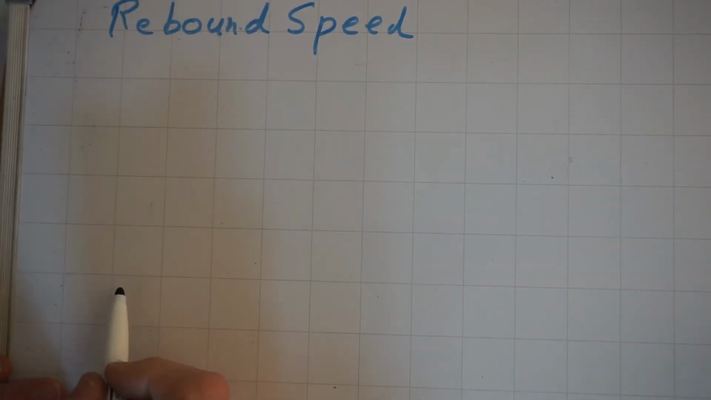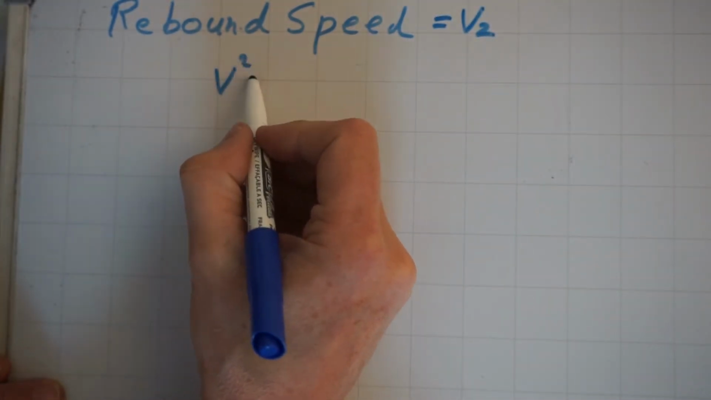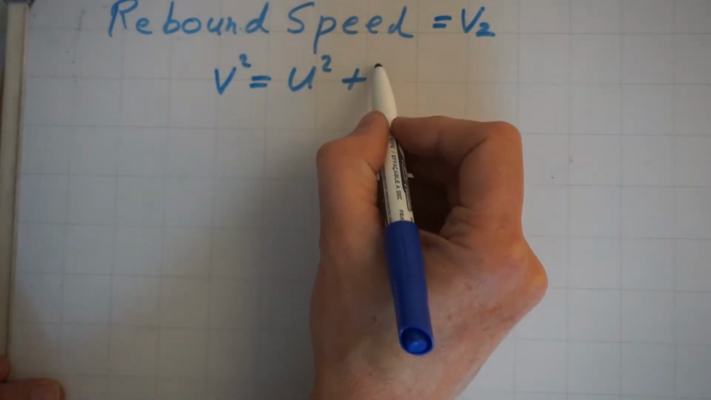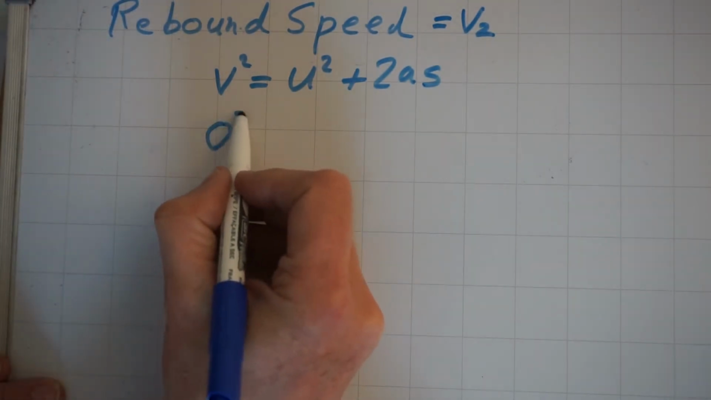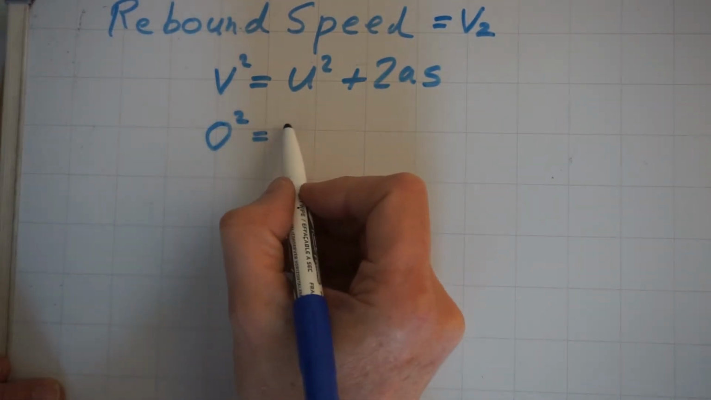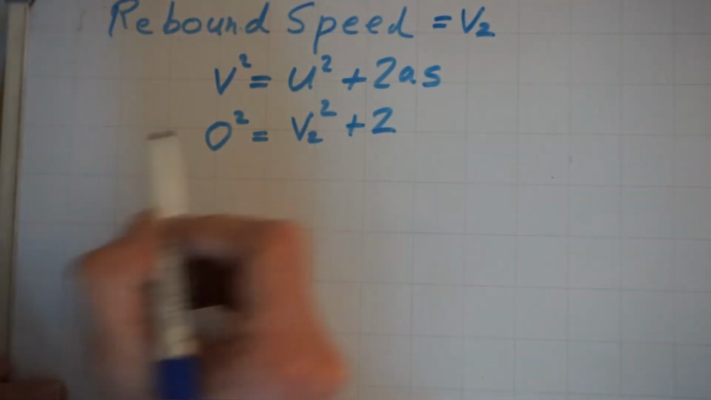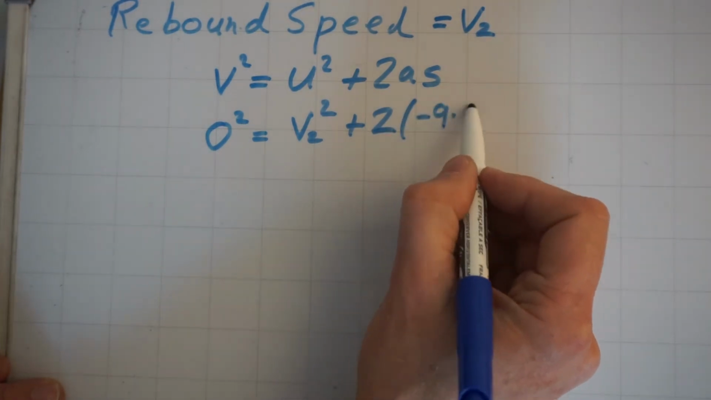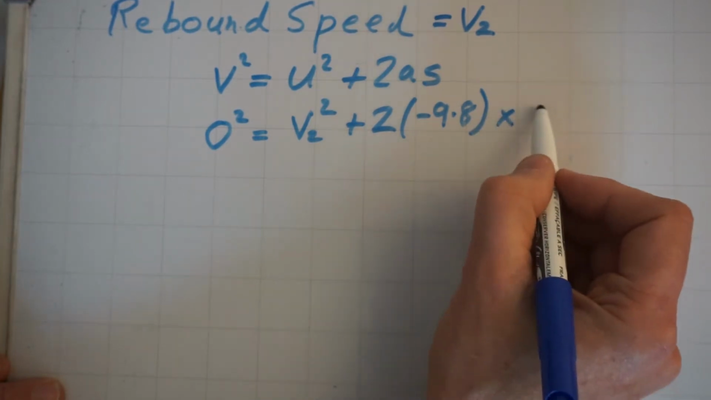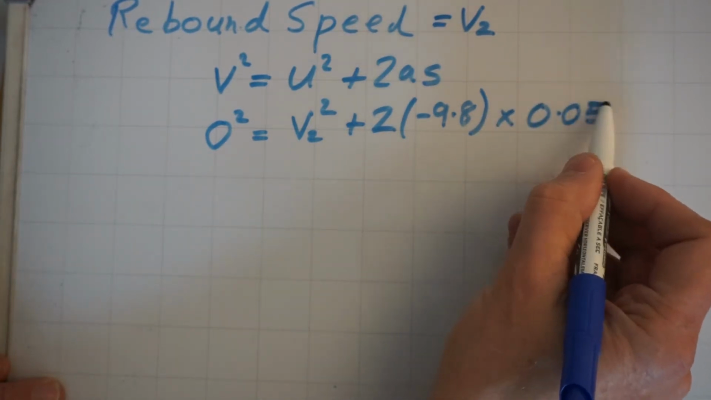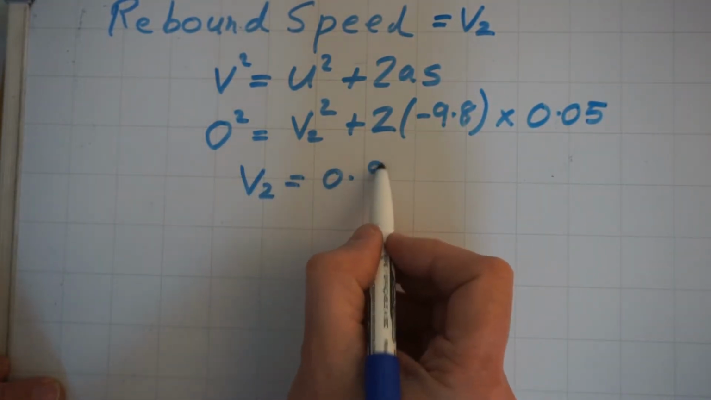Next we need to find the rebound speed, which I will call v2. Again we use v squared equals u squared plus 2as. The marble is now moving upwards, so v will be 0 at its maximum height, u will be v2, which is what we're trying to find, and because the displacement and the acceleration are in opposite directions, we need to use minus 9.8 for the acceleration, and the height is 0.05. Solving this gives us v2 equal to 0.99.